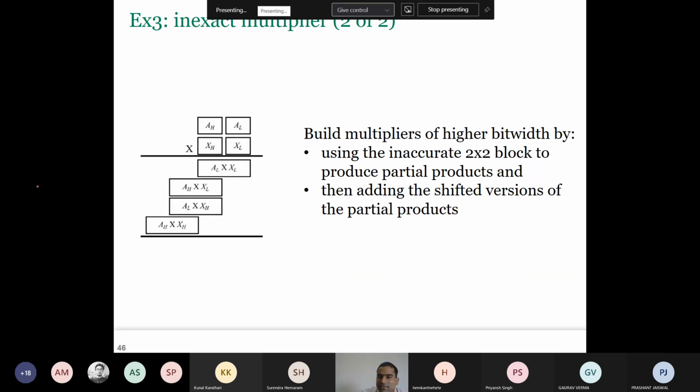And now again, just as we did with the cascaded adder, similarly we can have a chain of larger multipliers. We can build multipliers of higher bit width by using the inaccurate 2 into 2 block to produce partial products, and then shift them as we do in multiplication. So we add the shifted versions of the partial products. That's all. And again, for multiplying the least significant part, I can use an inexact multiplier. For multiplying the most significant part, I can use an exact multiplier. That is in my control.